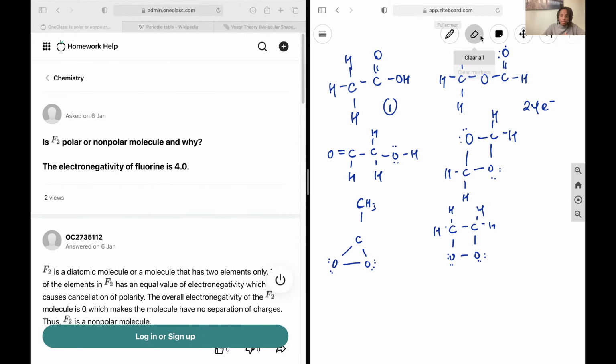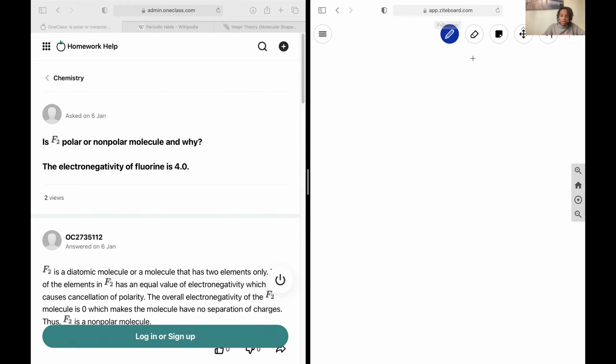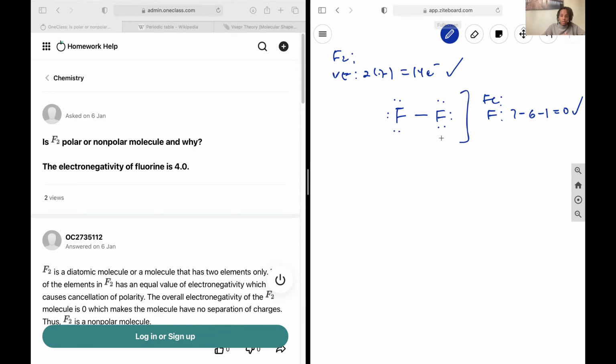Next up, we want to find out if F2 is polar or non-polar, and explain why. So as usual, begin with the valence electrons. We have 2 by 7, so we simply have 14 electrons. There is no central atom because it's just 2 fluorines. Fill in everybody's octet. I have 2, 4, 6, 8, 10, 12, 14. Enough valence electrons. Double check on your formal charges for both of the fluorines. It's going to be 7 minus 6 minus 1, yielding 0, as it should. And so this is going to be the Lewis structure.